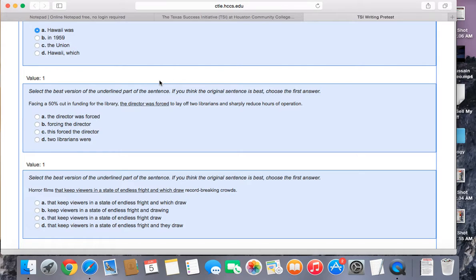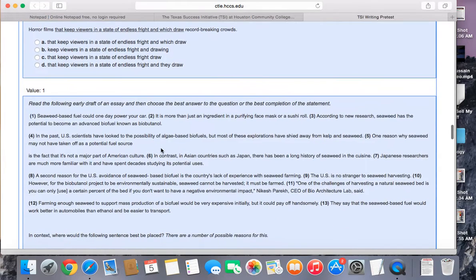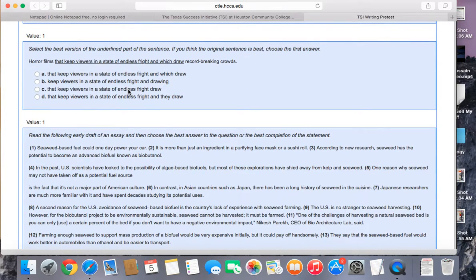The best version, okay: facing 50% cut in the library funding, the director was forced to lay off 2 librarians. It's forced. It doesn't sound right. Forcing the director. Forcing, ing. Funding, ing. So that's why you want to take a look at it. It sounds good and sounds correct, but you've got to look at it grammatically. You can't always look at it logically. I've told you that, guys. So, horror film that keeps viewers in a state of endless fright and which draw major crowds.